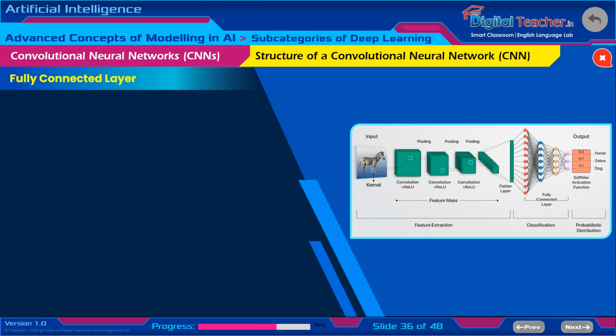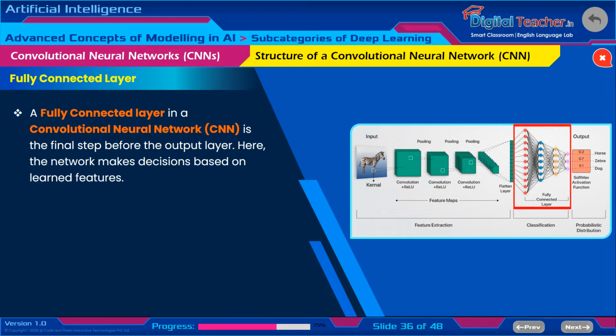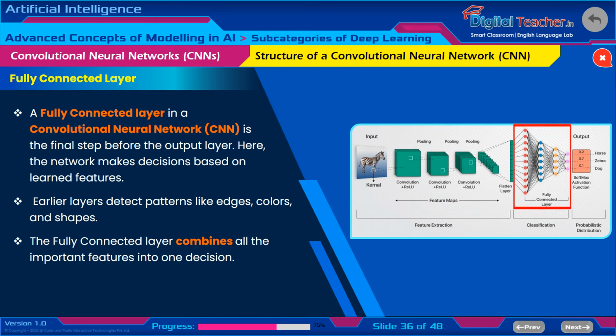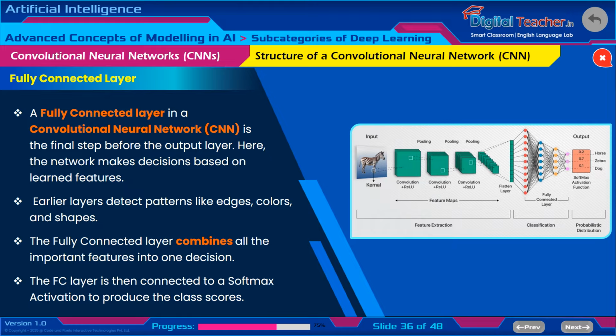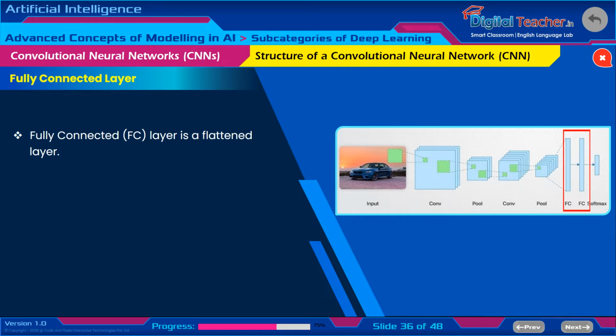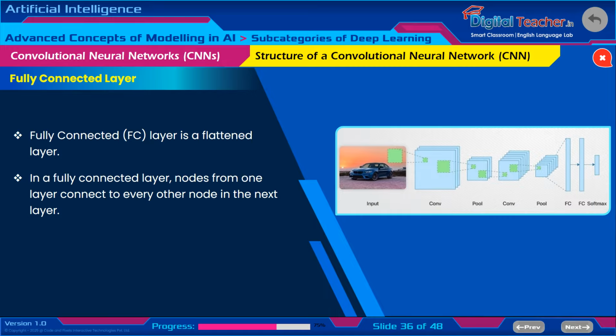Fully connected layer. A fully connected layer in a convolutional neural network is the final step before the output layer. Here, the network makes decisions based on learned features. Earlier layers detect patterns like edges, colors, and shapes. The fully connected layer combines all the important features into one decision. The fully connected layer is then connected to a softmax activation to produce the class scores. Fully connected layer is a flattened layer. In a fully connected layer, nodes from one layer connect to every node in the next layer.